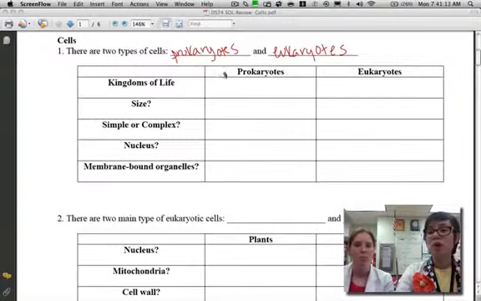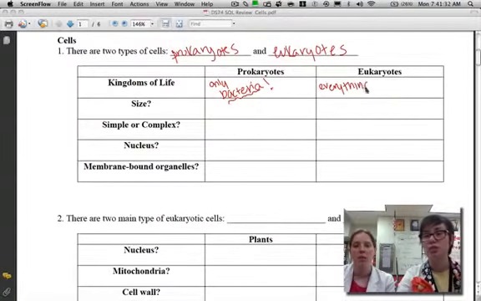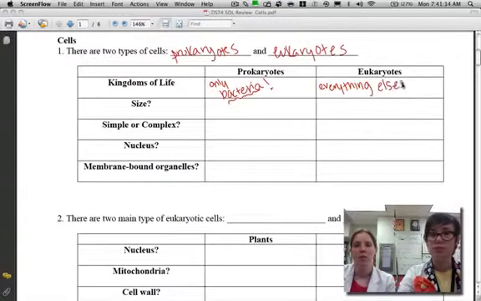Sure. Our prokaryotes, we know that they're only bacterial species, and so there are only two kingdoms of life that contain bacteria: archaebacteria and eubacteria. But if you can just remember bacteria, you should be good to go. And for our eukaryotes, it's everything else. Right. Everything else that has a nucleus, because that's the important thing that differentiates these two types of cells.